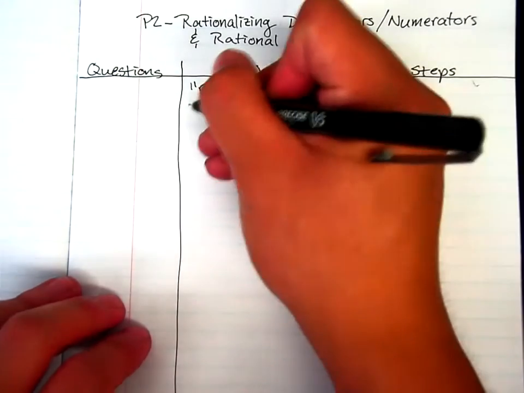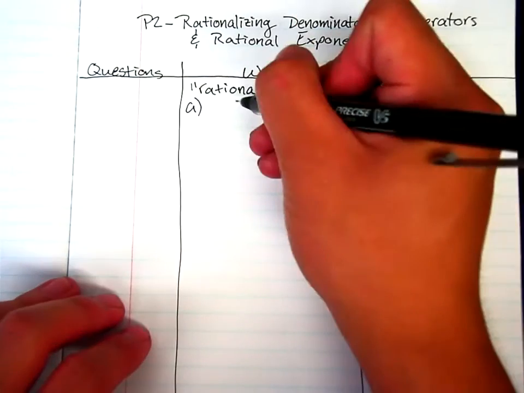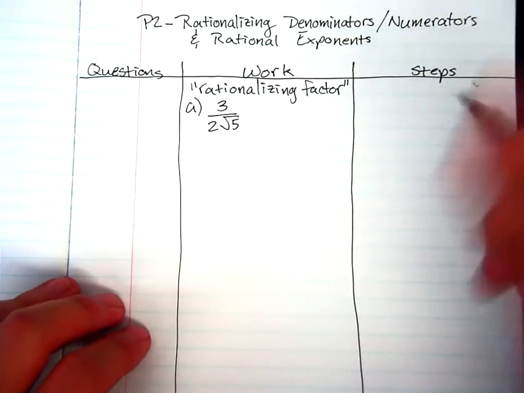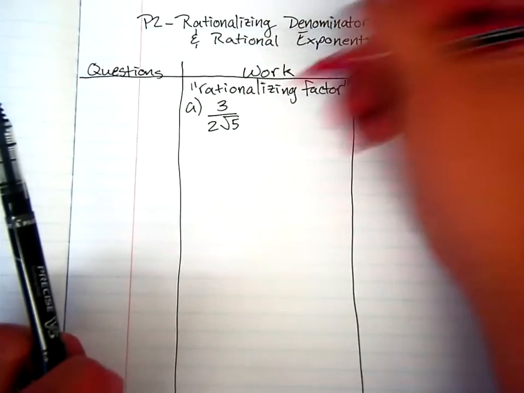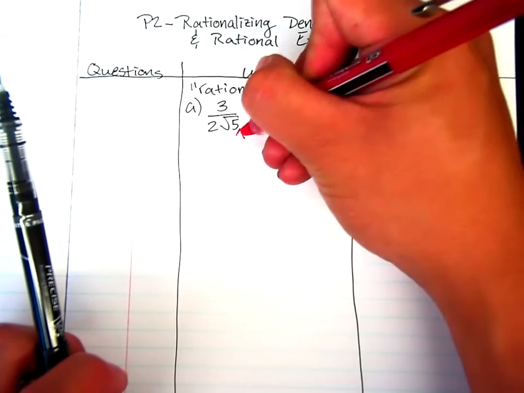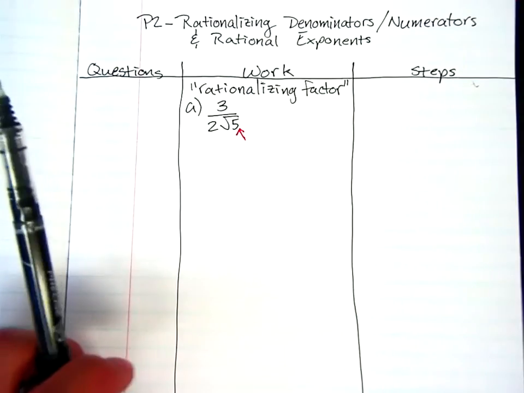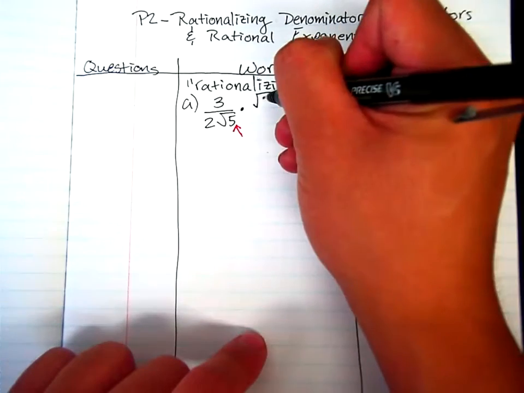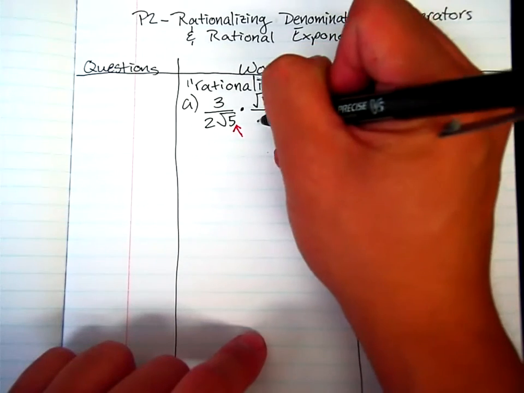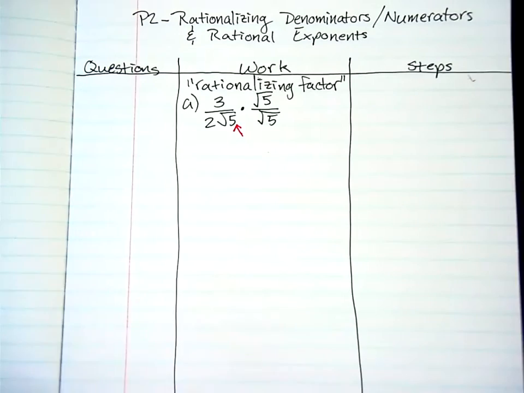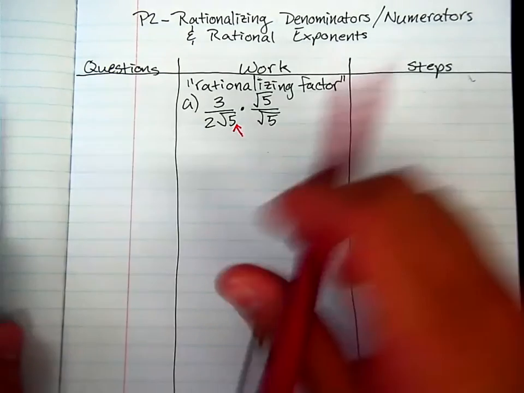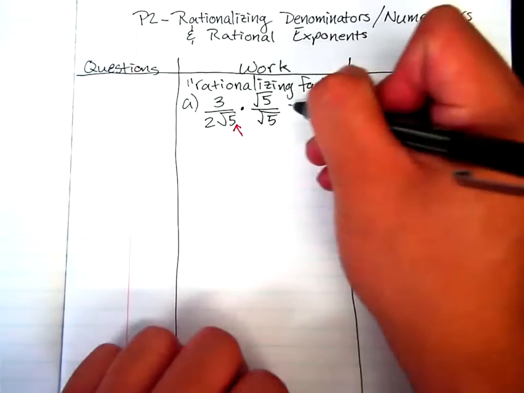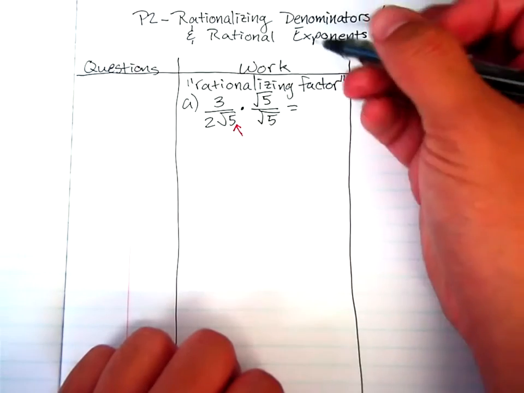So in our first example, A, we have 3 over 2 radical 5. In this case, our rationalizing factor is the square root of 5. We're going to multiply the top and bottom, the numerator and denominator, of this fraction by the rationalizing factor, square root of 5. This allows us to basically get rid of the radical in the denominator.